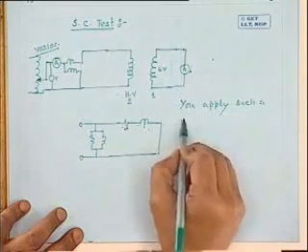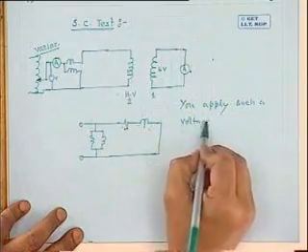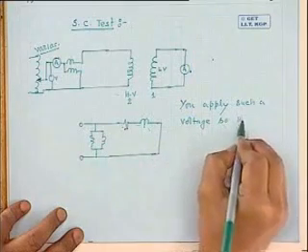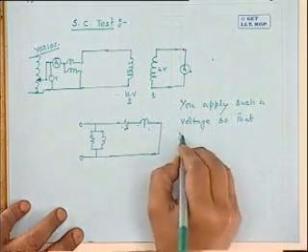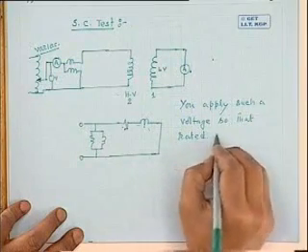So, what you do is this, you apply such a voltage so that rated current flows.